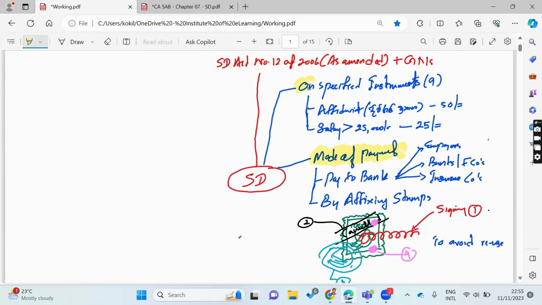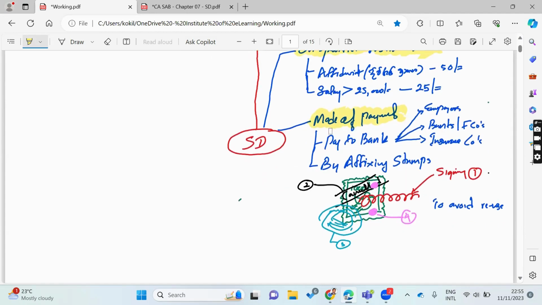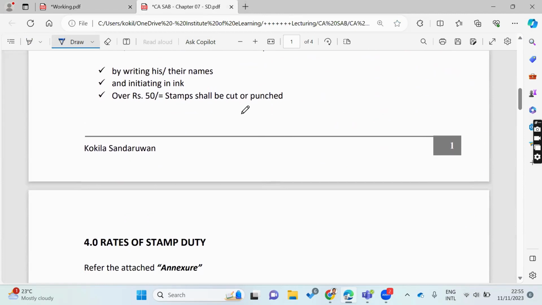Yeah, specified instruments. I said that 9 instruments are there, but anyway, we'll discuss them when we are discussing the rates.